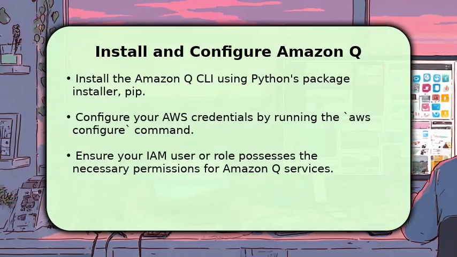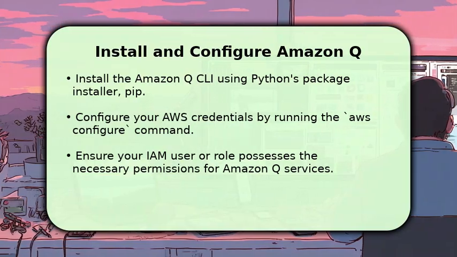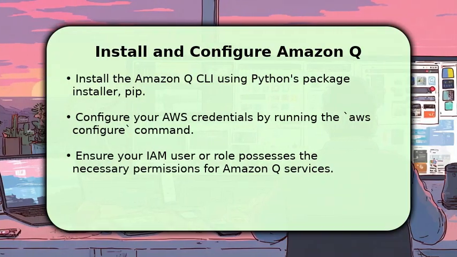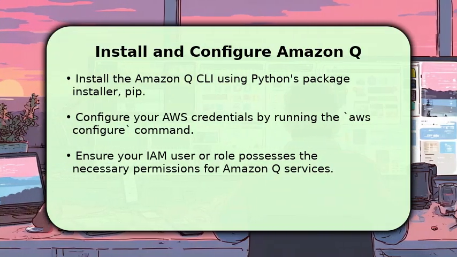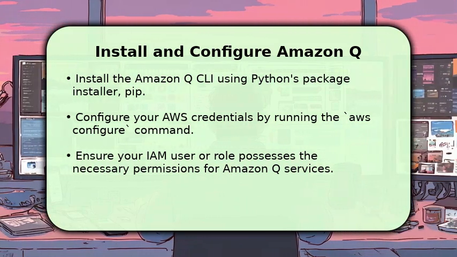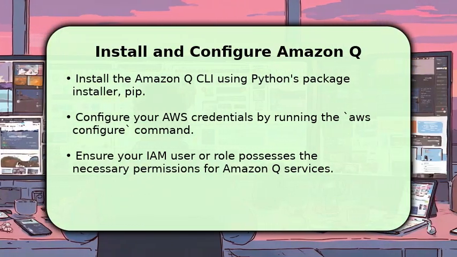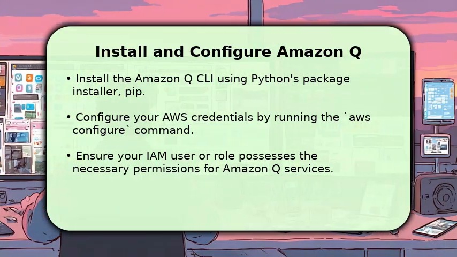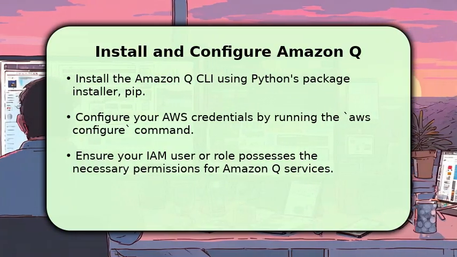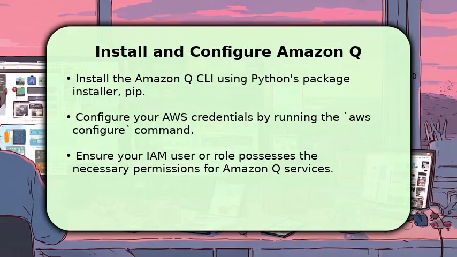To begin, you'll need to install the Amazon Q CLI. This typically involves using pip, Python's package installer, with a command like pip install Amazon CLI. After installation, configure your AWS credentials. You can do this by running configure and providing your access key ID, secret access key, default region, and output format. Ensure your IAM user or role has the necessary permissions to interact with Amazon Q services, granting access to create, list, and manage resources effectively.